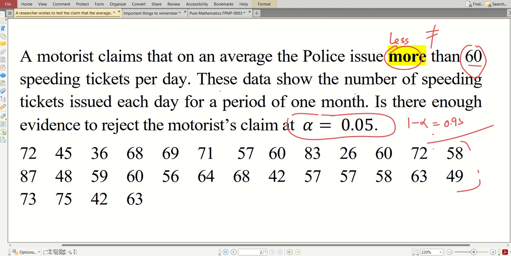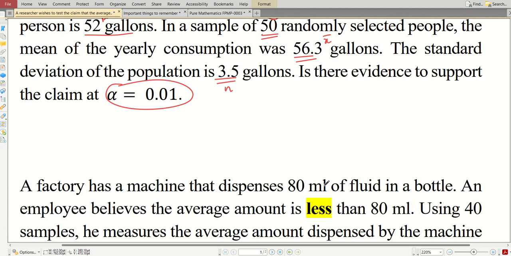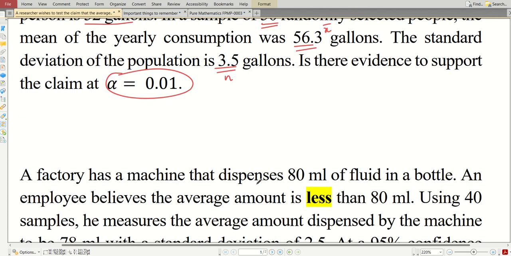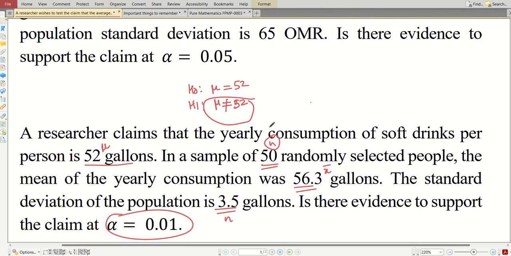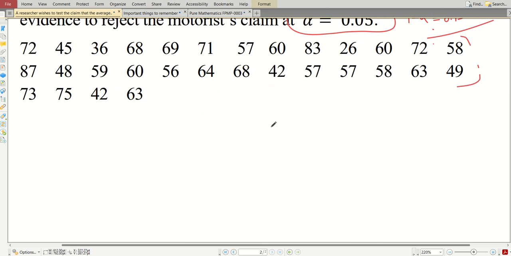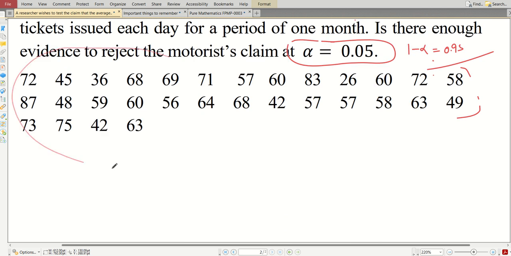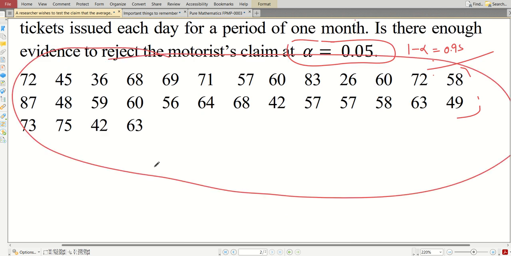So my dear friends, I tried to solve all types of problems. The first problem was greater, the second was less, the third was different, and the last problem was whether it is less, greater or different, but the data is given. So we solved all four types of problems, and these four problems I solved for the Z score. In the next video, I will try to prepare for the t-test.